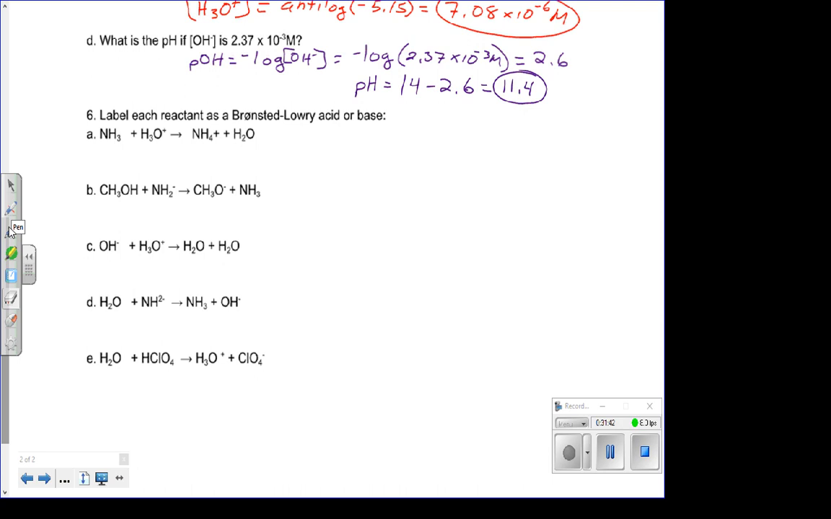Okay. For number 6, we're just labeling these as Bronsted-Lowry acid or base. It didn't specify, but that also means you're supposed to label the things on the right side of the arrow as the conjugate acid and conjugate base.